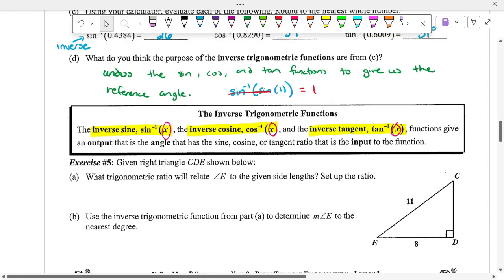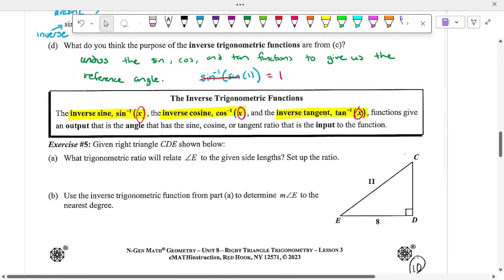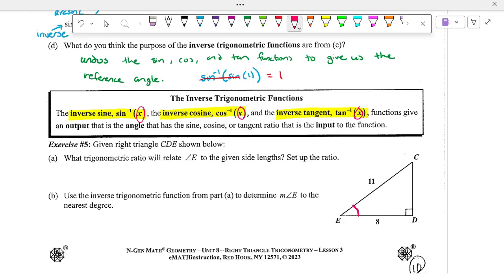So, last problem. So, given angle E, we're going to call this theta because we don't know what it is. Given the side lengths that we have, we're going to set up the trig ratio. Just the trig ratio, not the inverse. So, we got 8 and we got 11.